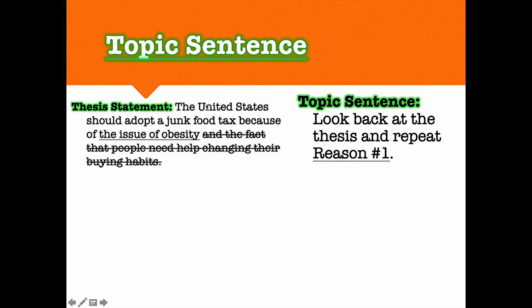The reason why I have underlined the issue of obesity and crossed out the rest of it is because my topic sentence is really just this. I want to forget about the idea of changing buying habits for now, because I'm saving that for a later paragraph. And if I start to think about it or focus on it, my paragraph might lose focus.